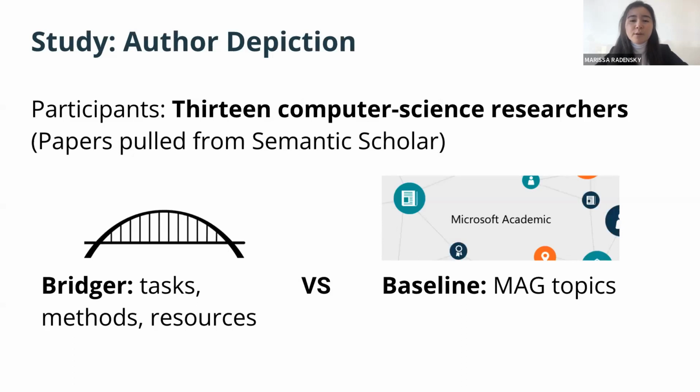To determine if describing recommended authors' tasks, methods, and resources helps users better understand them, we conduct a study with 13 computer science researchers. We show them facets generated by Bridger using papers pulled from the Semantic Scholar scientific search engine, as well as topics from Microsoft Academic Graph for 6 authors, one they know well, such as themselves or their advisor, and 5 unknown recommended authors.